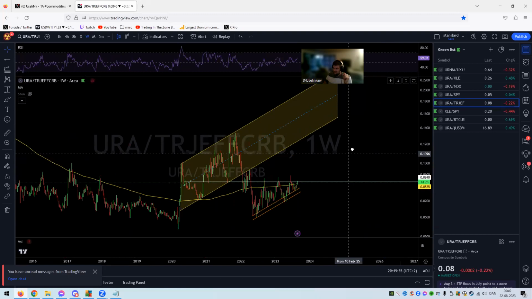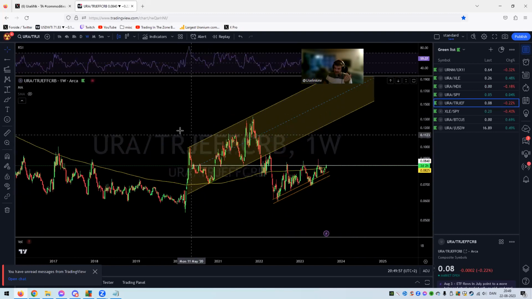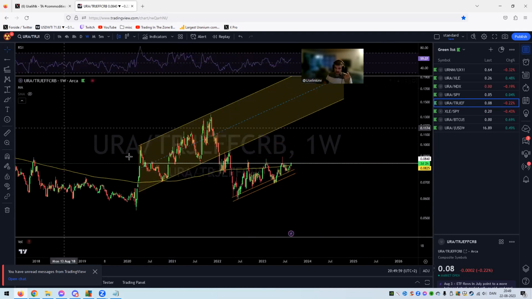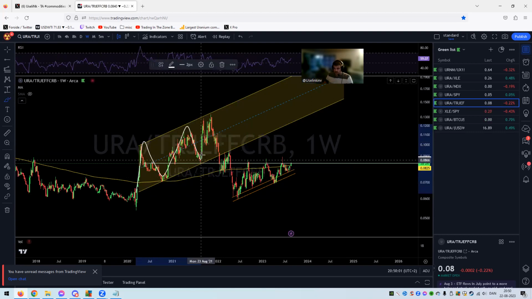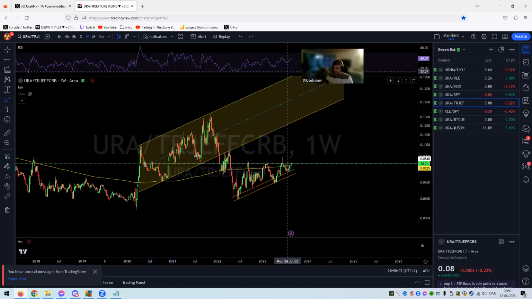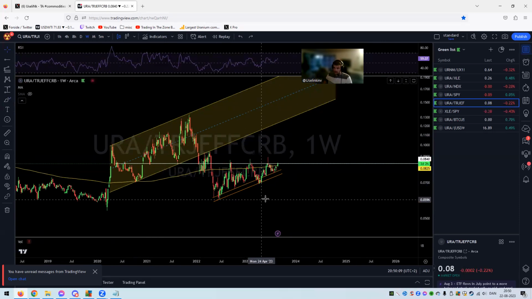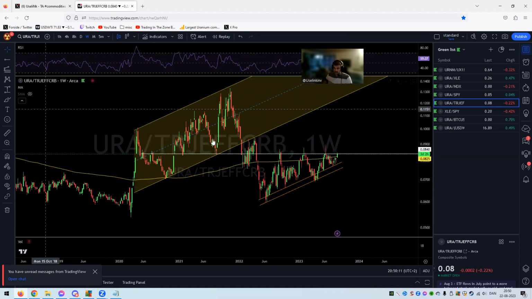URA divided by the CRBs. Quite simple, I would say. This was the uptrend channel. You can see it there. It's still valid all the way up. And we have this horizontal line here at 0.084. And yeah, we're basically just waiting to see if we can break this here.